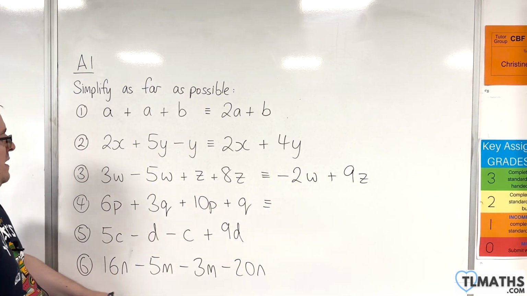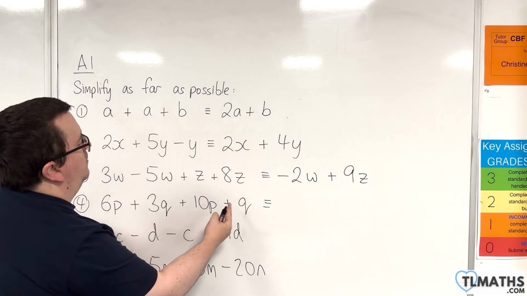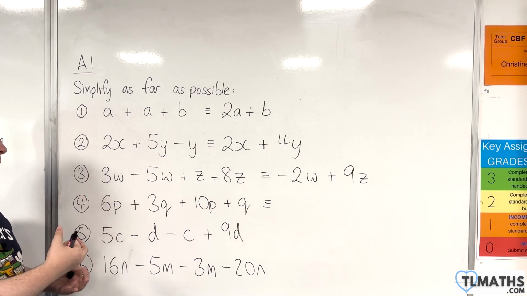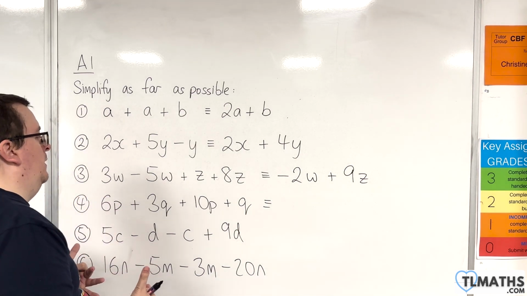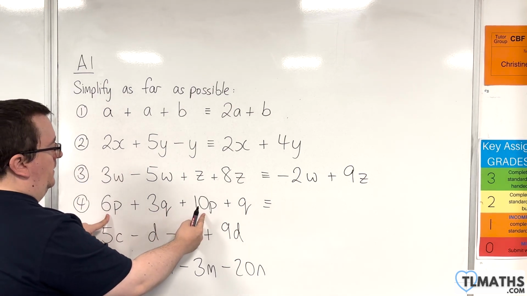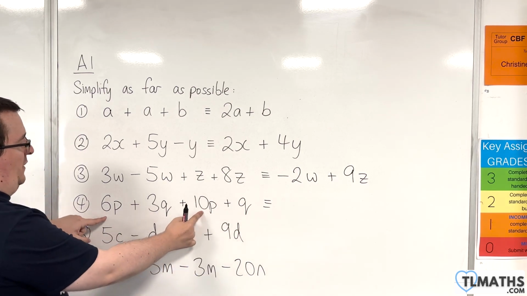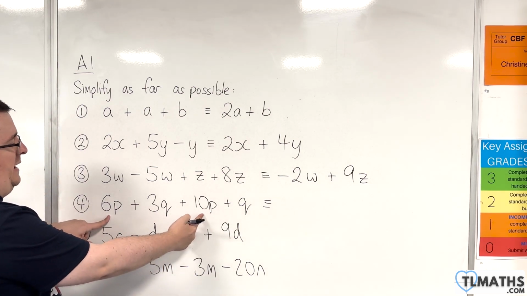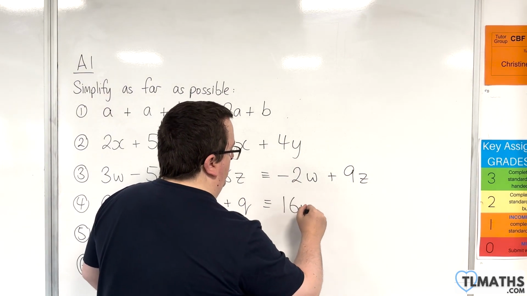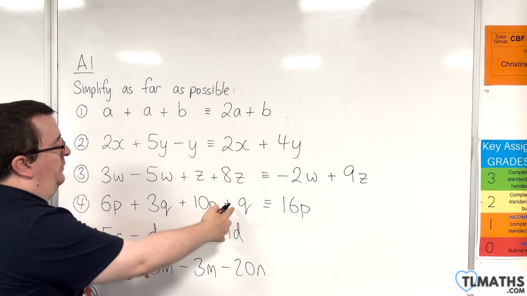Right, how about for number 4 then? We have 6p plus 3q plus 10p plus q. Now this time I've mixed the terms up, but that shouldn't worry us. We should focus on collecting the p's together and collecting the q's together separately. So let's first collect the p's together. 6p plus 10p is 16p. And then I've got 3q plus a q, so 4q.